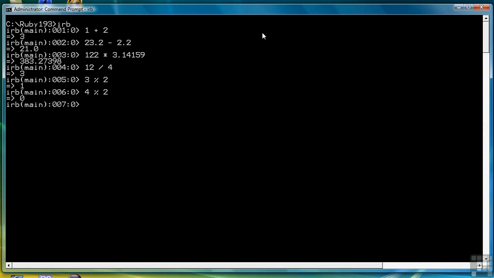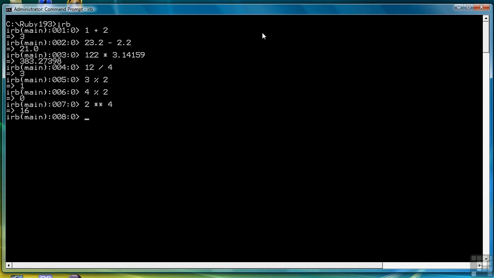Another operator that can be used is the exponent or exponential operator, and that works like this. If we want to raise 2 to the 4th power, we'll write 2. So the exponential operator is 2 asterisks combined, like 2 multiplication signs, and that raises 2 to the 4th power.